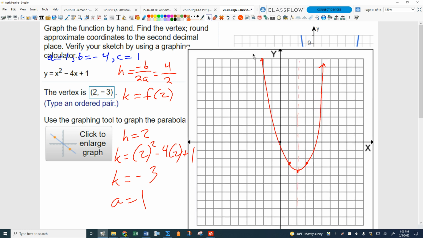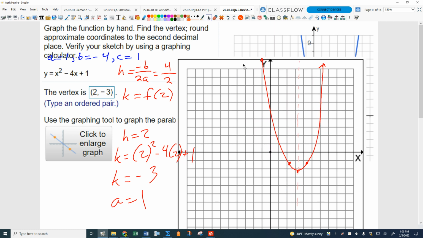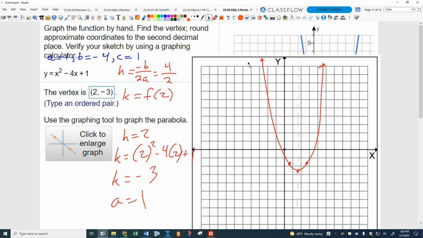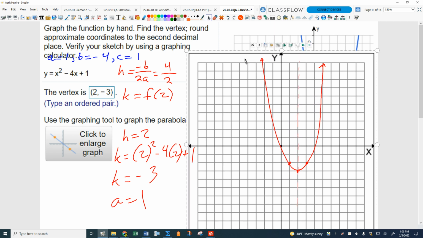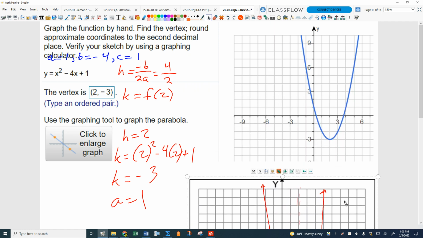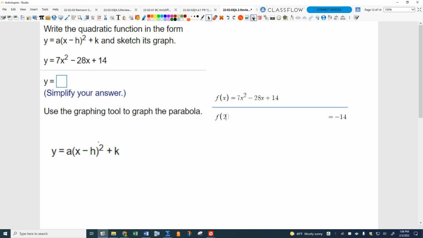Oops. What was it? Over 2, down 3. Oh, come on. Right there. Okay, there it is. That's what we had. Good? All right. Okay, almost there. Getting there.